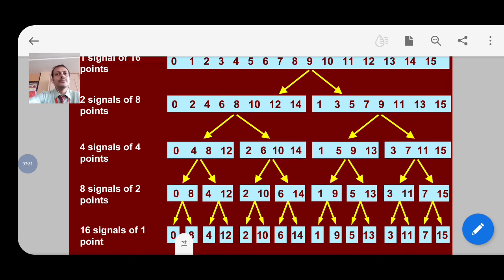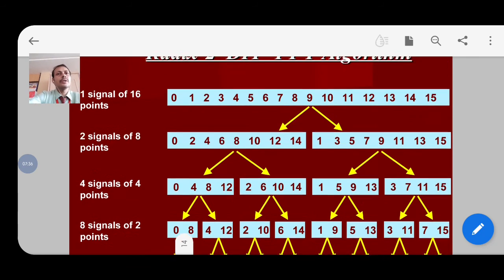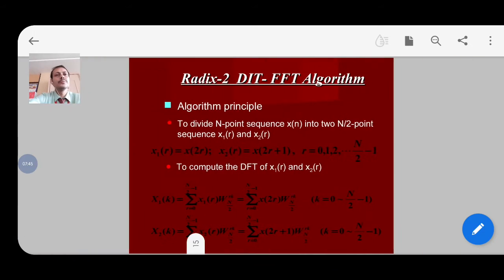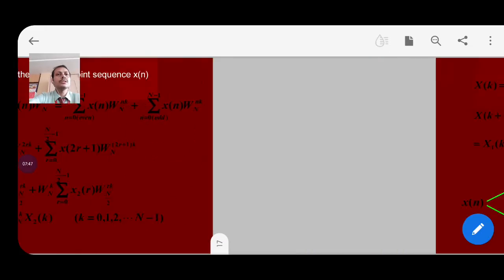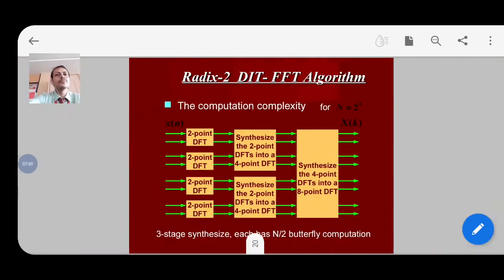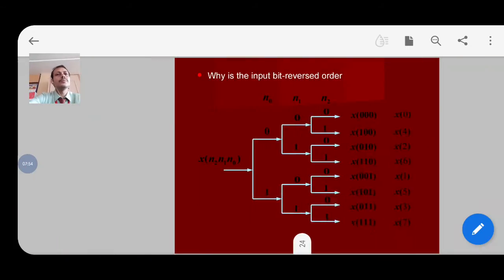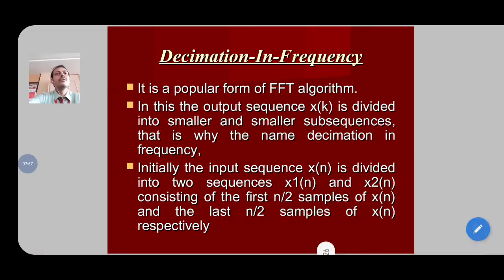In DIT, again I am saying, in DIT the N-point DFT is divided into even and odd numbered subsequences. Like that, here we have divided. Next is the DIF FFT algorithm. In the DIF FFT algorithm, the N-point DFT is divided into the first half and the second half.